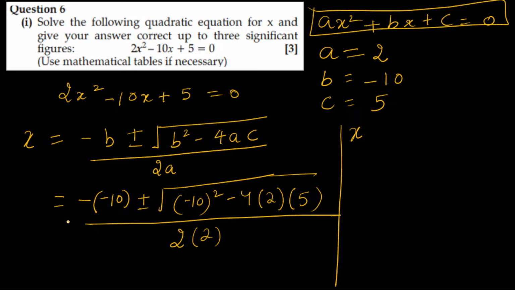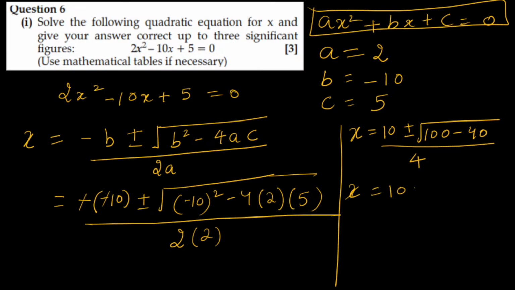Now let us solve it. The minus and minus sign will get cancelled. So x equals 10 plus minus square root of 10 square, which is 100. The square of a negative is always positive. Minus 4 into 2 is 8, 8 into 5 is 40. So minus 40, divided by 4. So here I am getting x equals 10 plus minus square root of 100 minus 40, which is 60, so root 60 by 4.